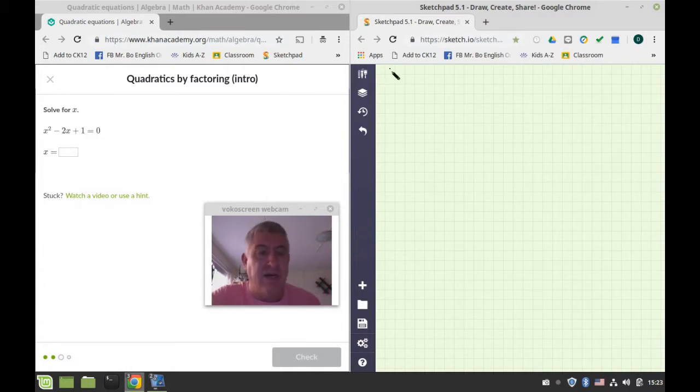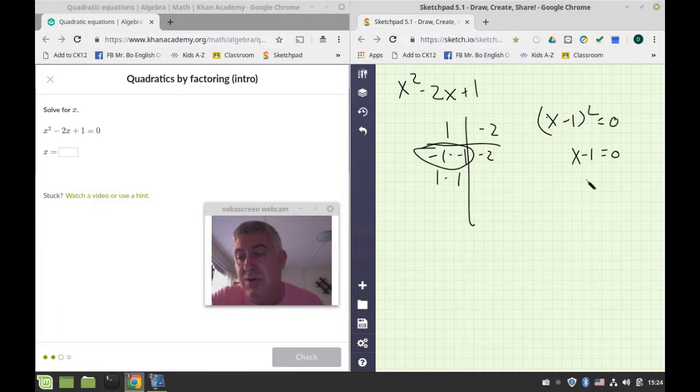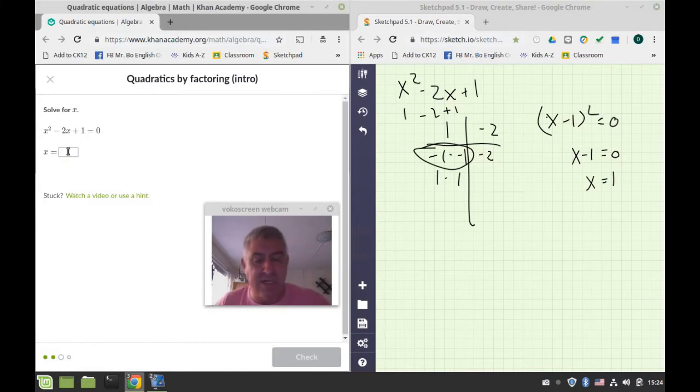Again, quadratics by factoring. Okay, so we're going to solve by factoring. x squared minus 2x plus 1, so that means we want the factors of 1 that add up to negative 2, and those are going to be negative 1 times negative 1, or 1 times 1, and that's negative 1 times negative 1. So we have x minus 1 squared equals 0, or x minus 1 equals 0, or x equals 1. Let's add that back in to make sure. x squared is 1 minus 2 plus 1, that's 0. Okay, so our solution, and we only have one solution this time, is 1.